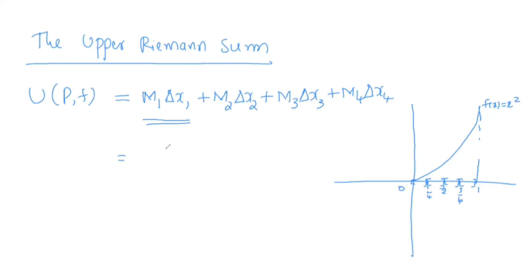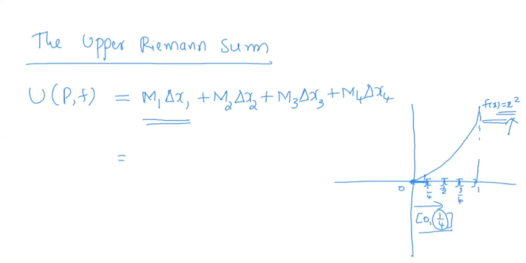What is capital M1? According to our definition, capital M1 is the maximum value of the function in the first interval. And once again, as the function is an increasing function, as the values of x increase, the value of the function also increases. So the maximum value of f of x in this interval will correspond to the maximum value of x. What is this interval? It is the interval 0 to 1 by 4. So the maximum value of x in this interval is 1 by 4.